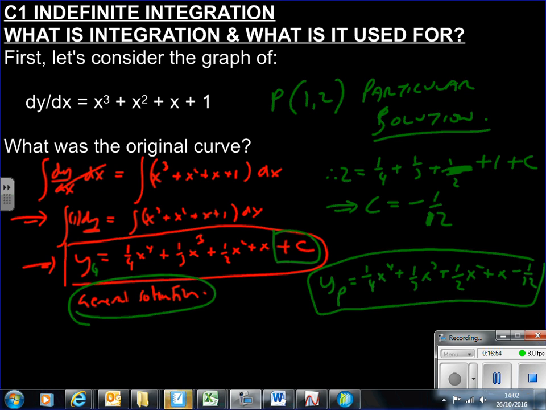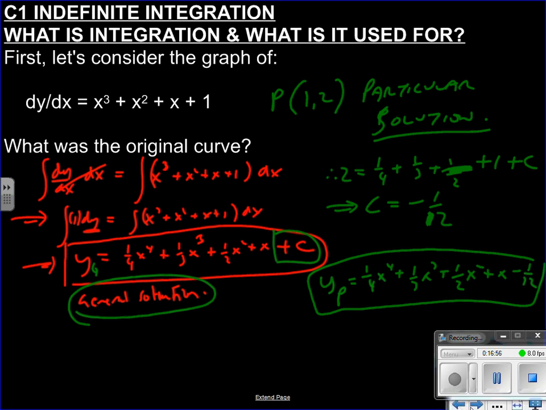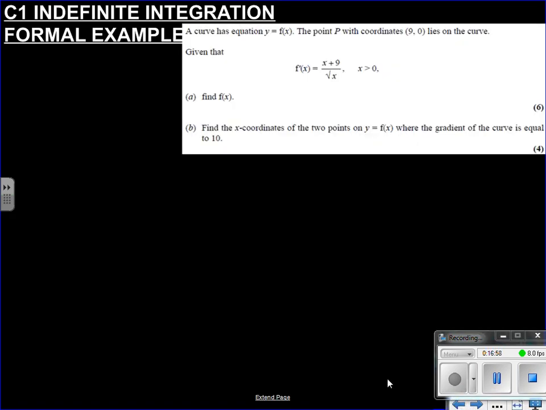Now let's do a couple of formal examples then. So here we go. This is the kind of thing that you'd be expected to do. So a curve has been given, y equals f of x, with a point 9, 0. So straight away, they've given me a point. I know this has got to be something to do with a particular solution, perhaps. And remember, this is C1 at the moment. It's given me an f dash of x. So this is a dy by dx, isn't it?